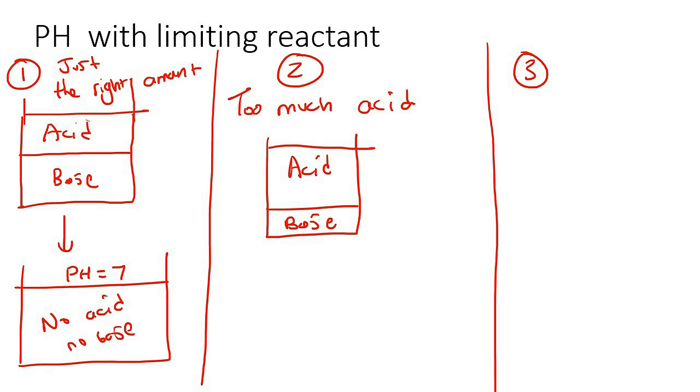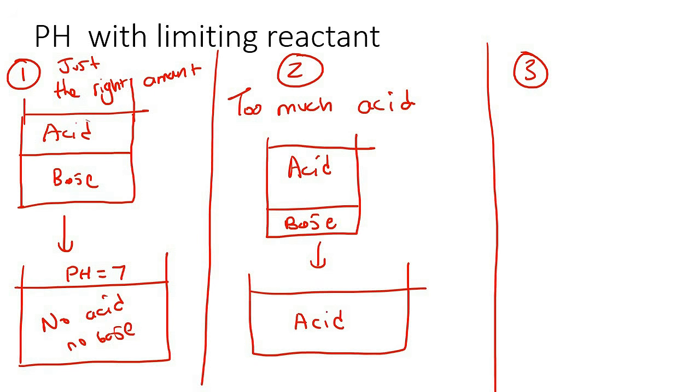Well, the acid and the base would still react with each other, right? They would see each other and be like, yo, bro, what's up? Let's fight. And they would fight each other and destroy each other. But at the end of the battle, there would still be a little bit of acid left over, because there was more than enough acid. So what this would do is cause your pH to become less than 7. Let me say less than 7, because some students still struggle with this. So the pH would become less than 7 because acids are lower pH.